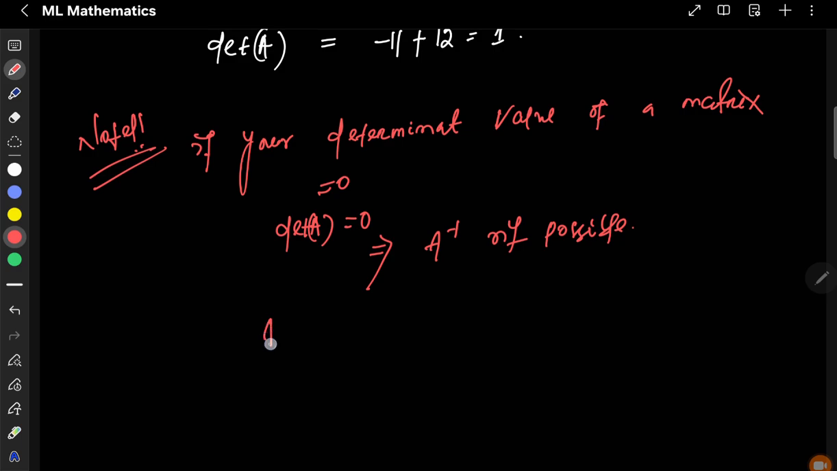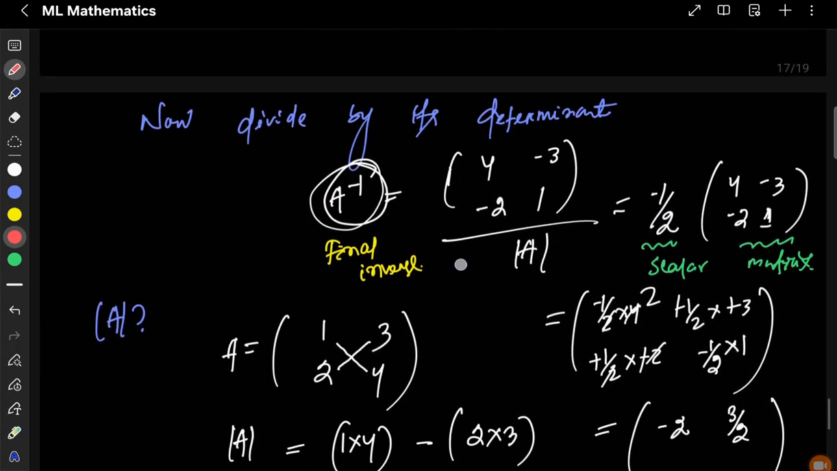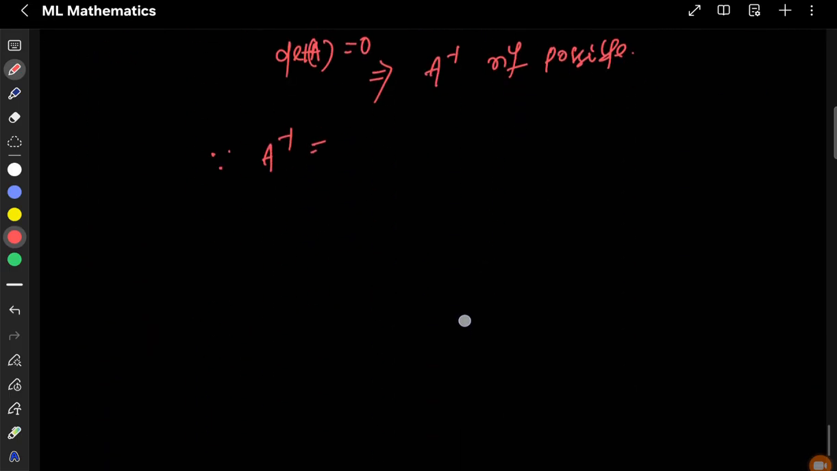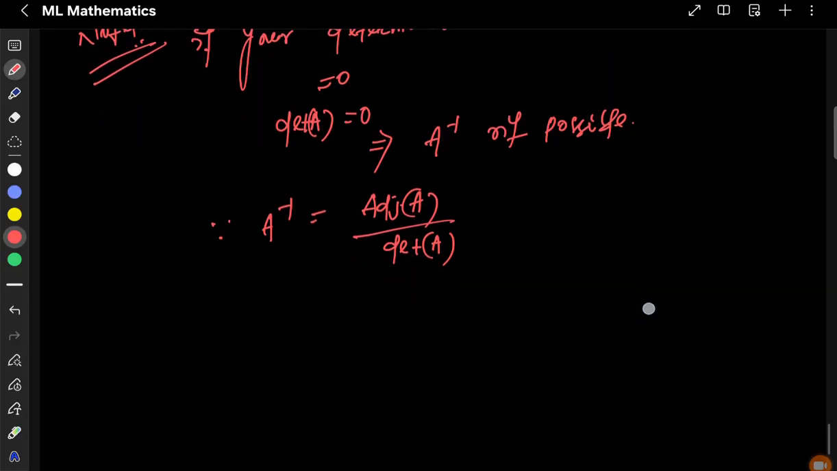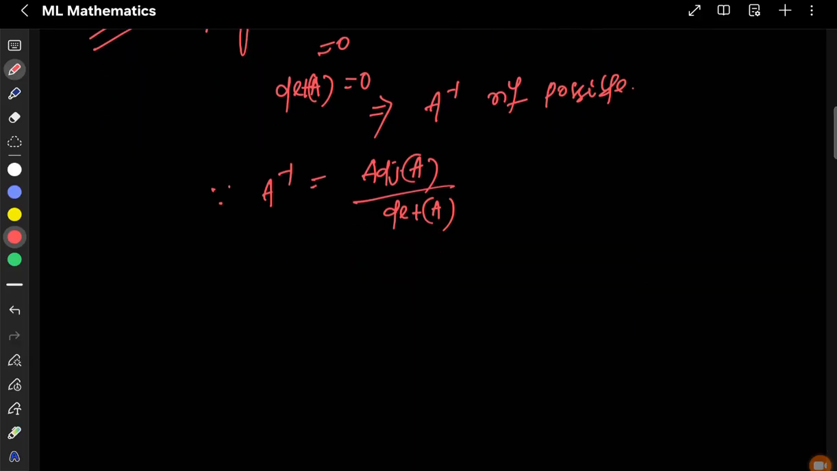Why? Because our A inverse is nothing but the adjoint of A divided by the determinant of A. See the formula again, where I wrote it here. So your denominator cannot be 0, right? That's why, when you are finding the determinant of a matrix, it should not be 0. If it is 0, you should not go further, and you will say the inverse of the matrix is not possible.